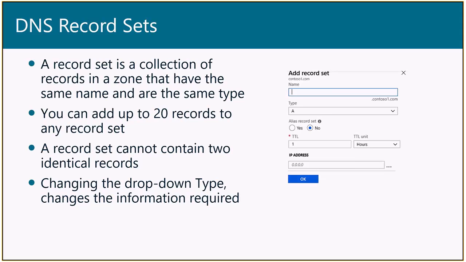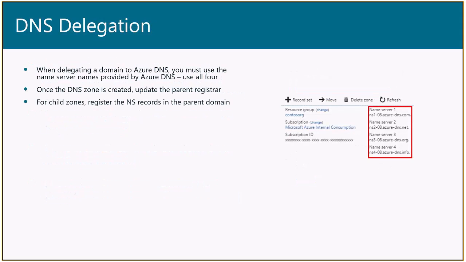Now, talking about the DNS record set. A record set is a collection of records in a zone that have the same name and are the same type. You can add up to 20 records to any record set. A record set cannot contain two identical records, of course not. Changing the drop-down type changes the information required. We are going to create all of these, so don't worry about that. Here, we'll get you to do that.